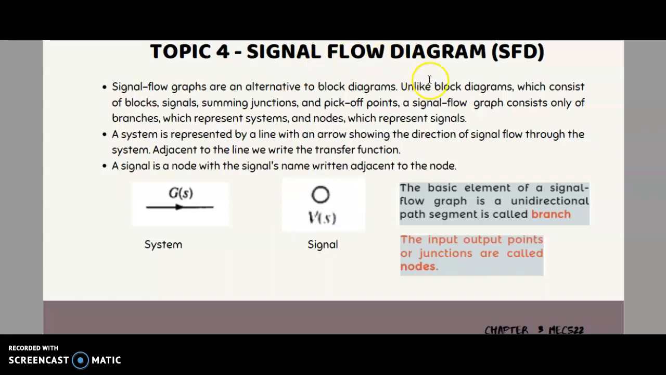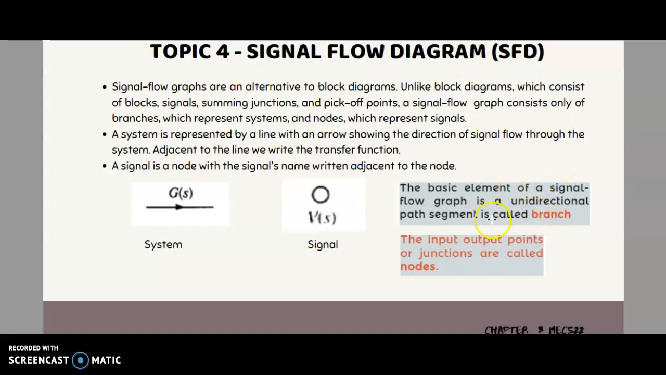Unlike a block diagram, which consists of blocks, signals, summing junctions and pickoff points, which we already talked about, today we focus on the signal flow graph. A signal flow graph consists of only two elements. First is a branch, and the second one is a node.